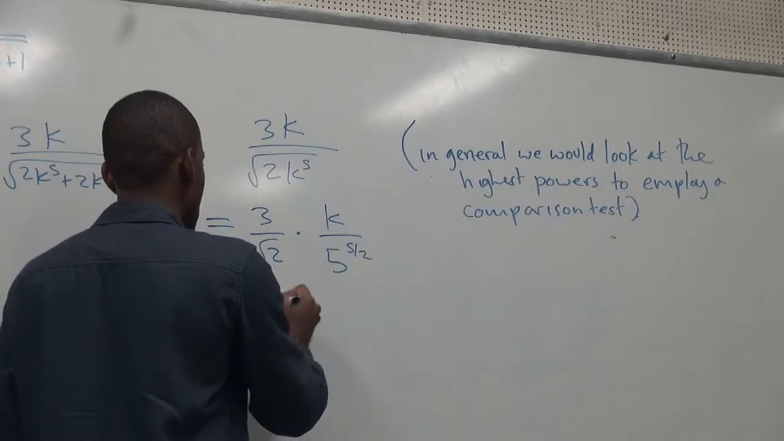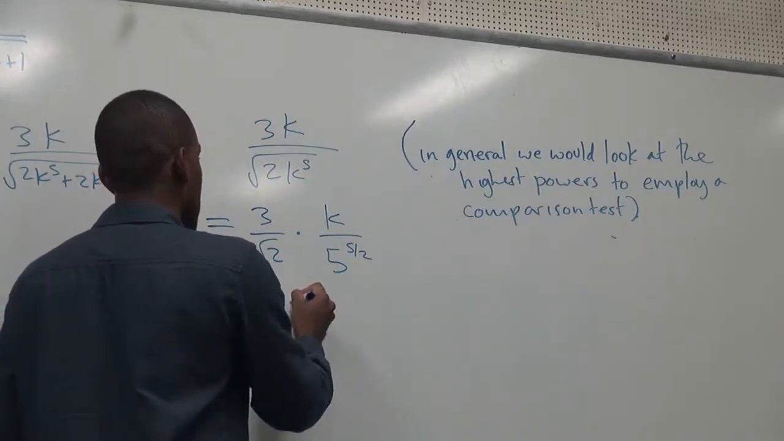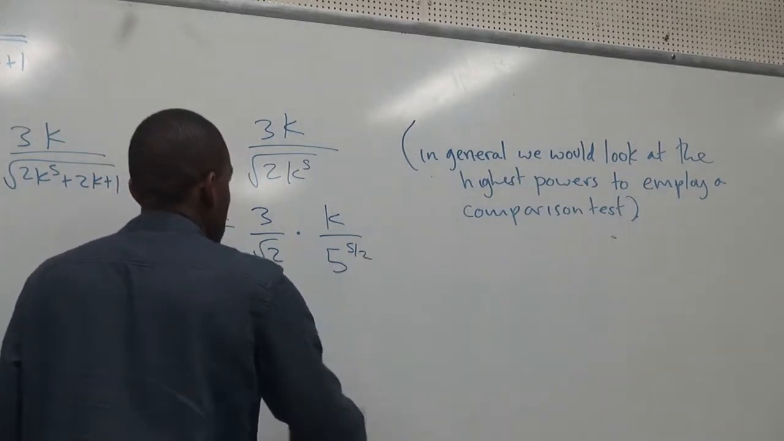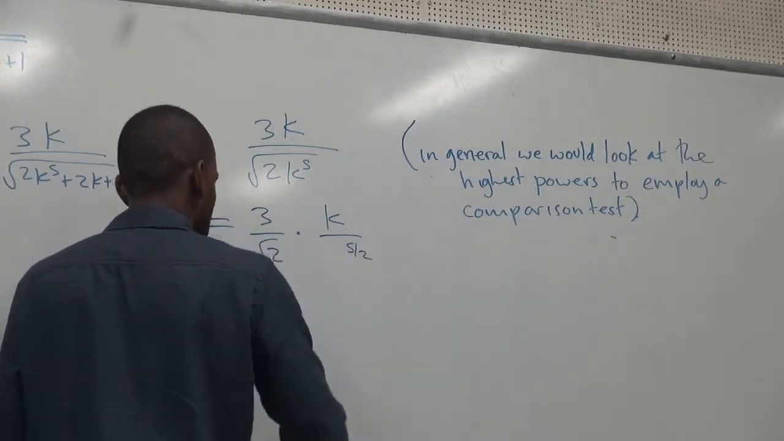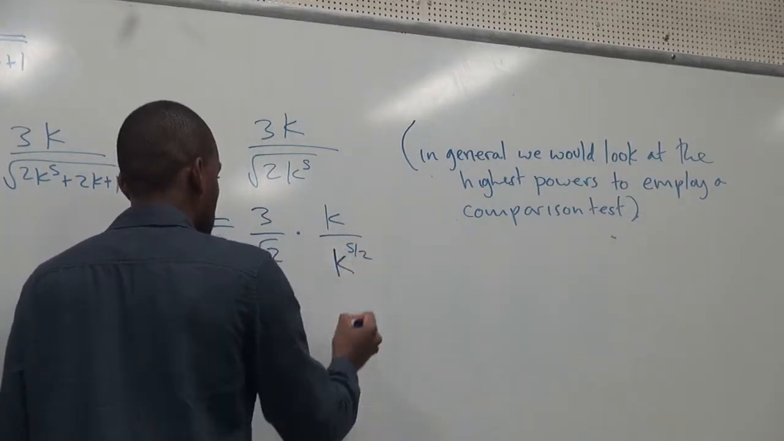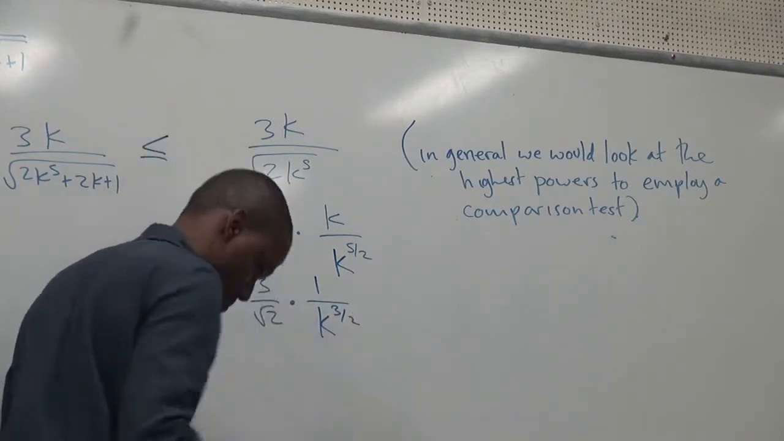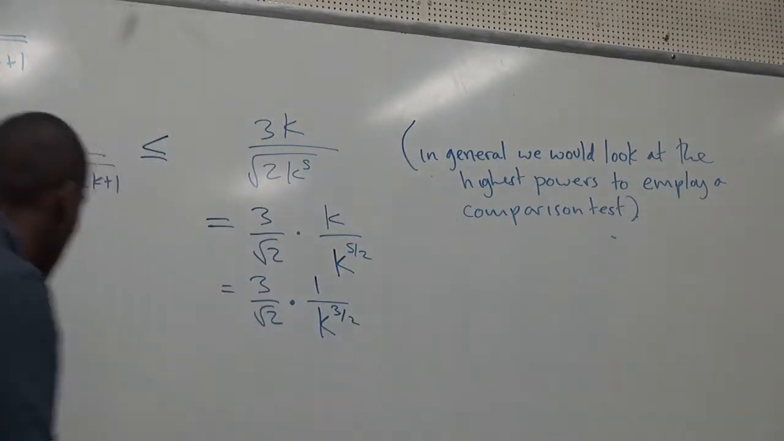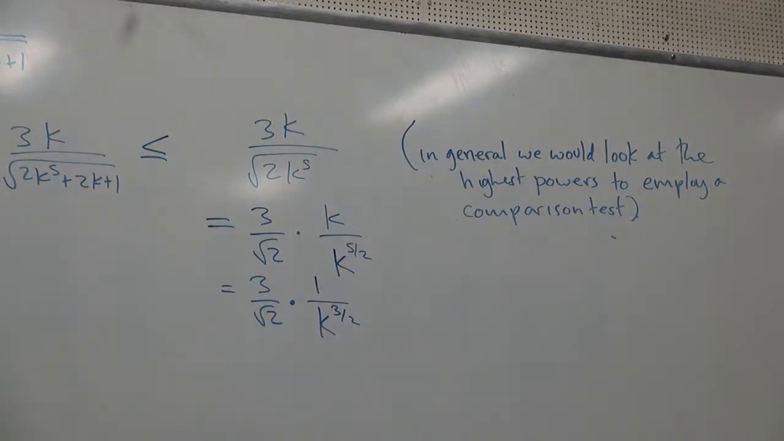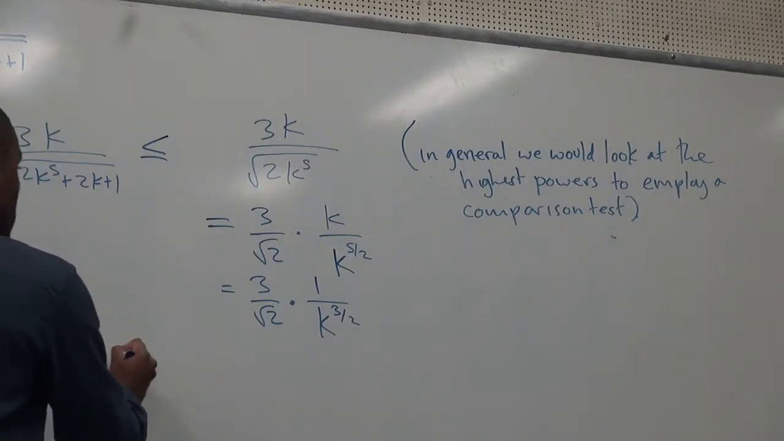This is actually 3 over radical 2 times 1 over k to the 3 over 2. Right? So take an equals that 3 to the k over 2k to the 5th plus 2k plus 1, and your bn to be this guy.